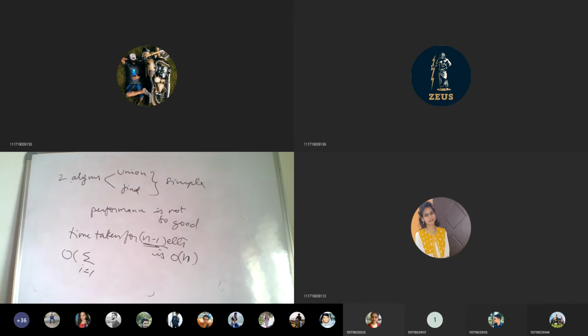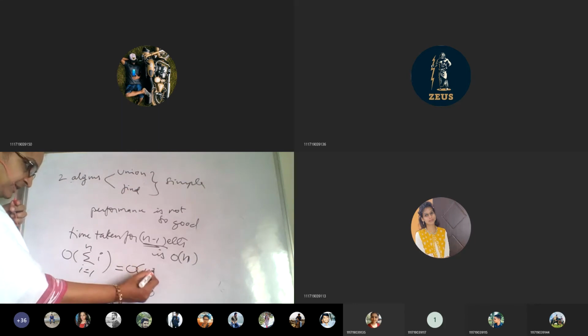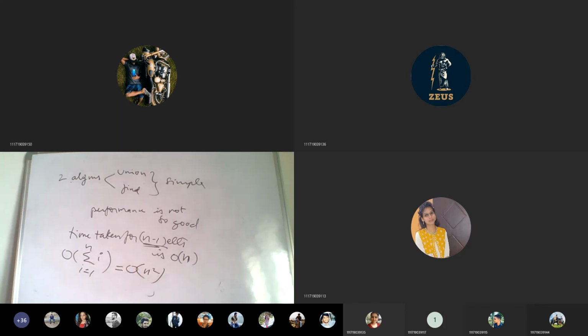So the order of the sum from i equal to 1 to n of i, in order to find the ith element in n elements. So then what we can say, already this order was n, and this becomes n square and this becomes n square. Okay, so this is for the find.